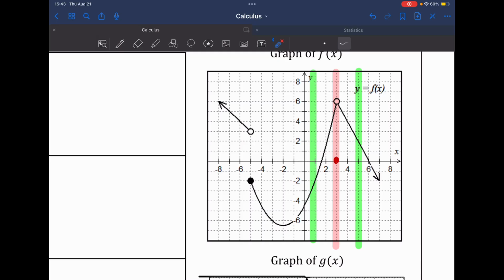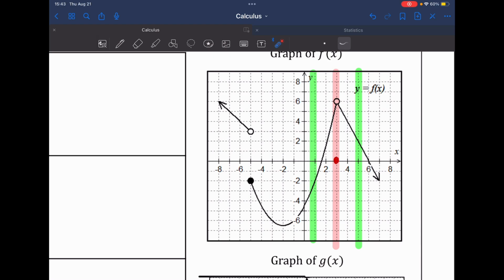Well, that's only true if we were trying to find, for example, f of 3. Well, f of 3 does not exist because there is an open circle. But anytime we're thinking about limits, that doesn't matter. So kind of dump that information, put it in the back of your mind. Limits are what are we approaching, okay?